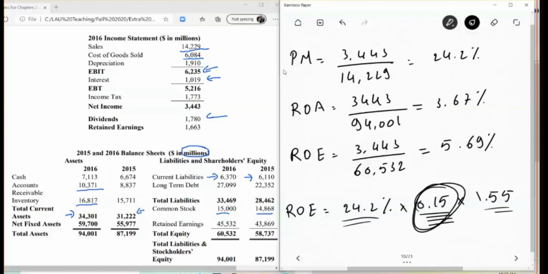If you are a financial analyst, maybe one of the recommendations that you may give to the firm is to lower its prices, to lower its profit margin. So I may lower that value in order to increase my sales volume and consequently increase my total assets turnover.